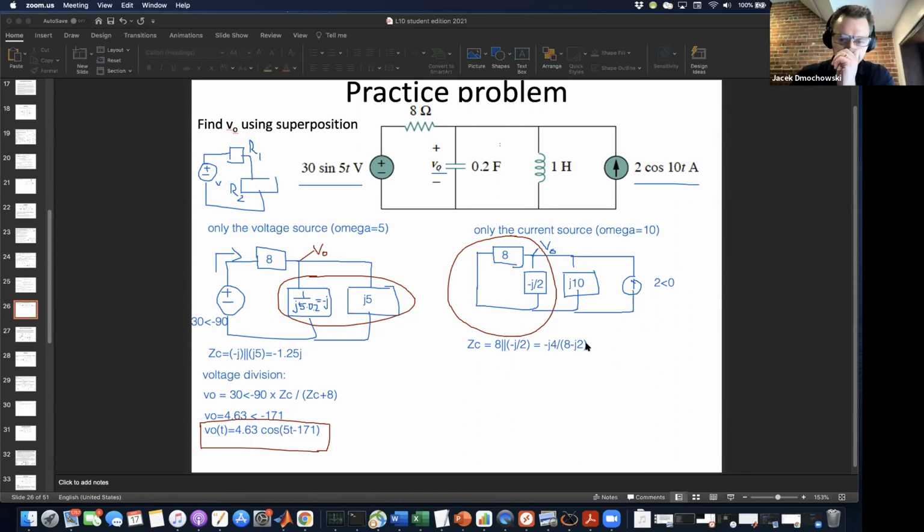And now we are interested in the voltage here. Notice that the voltage V naught here is equivalent to the voltage here. This is also equal to V naught. Let me just clarify what I just did. So this is now ZC, and this is J10.